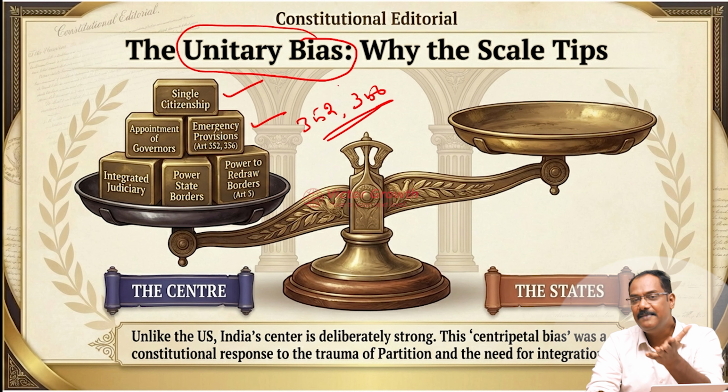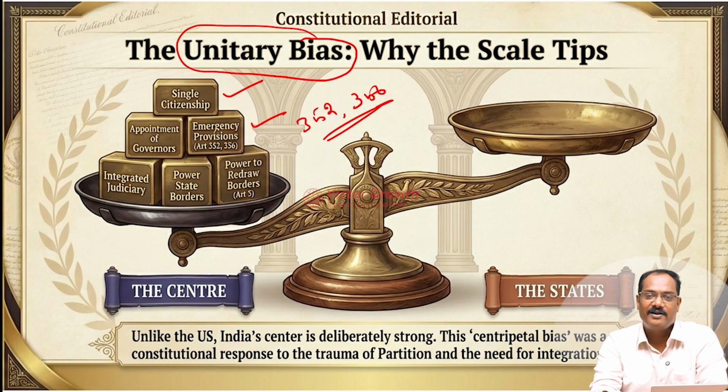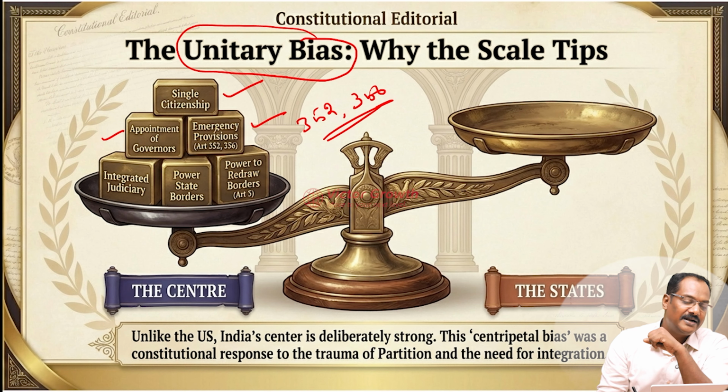Emergency provisions, that is Article 352 and Article 356, make the center more powerful. For example, recently in Manipur a state emergency was imposed and the CM was dismissed. That is against federalism, a unitary bias. Appointment of the governor is also an issue. In Himachal Pradesh, the governor is not reading the papers given by the CM, and Karnataka is the same case. So the governor's appointment and removal is also a unitary character, against federalism. Integrated judiciary: what does it mean? There is the High Court, and above that the Supreme Court. You can go to the High Court, then to the Supreme Court, and it is not like every state has its own Supreme Court.